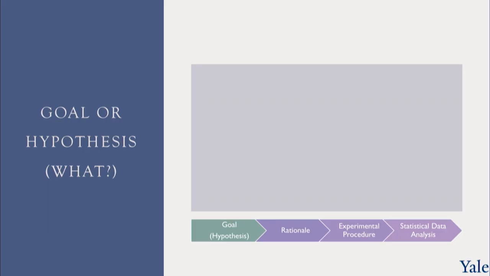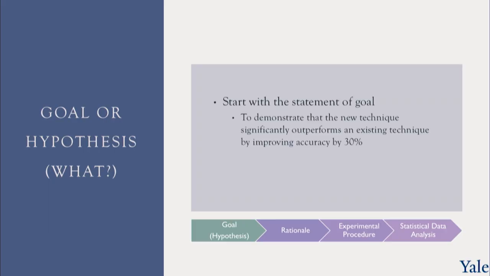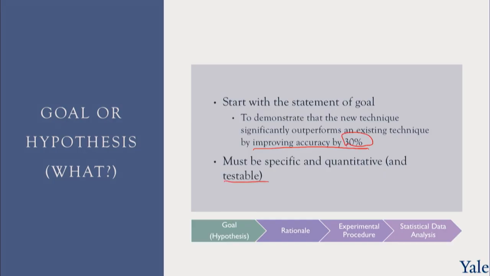So the goal or the hypothesis, the what: you start with a statement or a goal to demonstrate that the new technique significantly outperforms an existing technique by improving accuracy by 30%. That is our goal. This is our hypothesis effectively here. It must be specific and quantitative, which makes it testable. Okay? If you don't have this number 30%, the rest of the vocabulary in that sentence is useless for your purpose. We need to come up with a number. We need to define what exactly we're trying to do. This is the goal or the hypothesis.